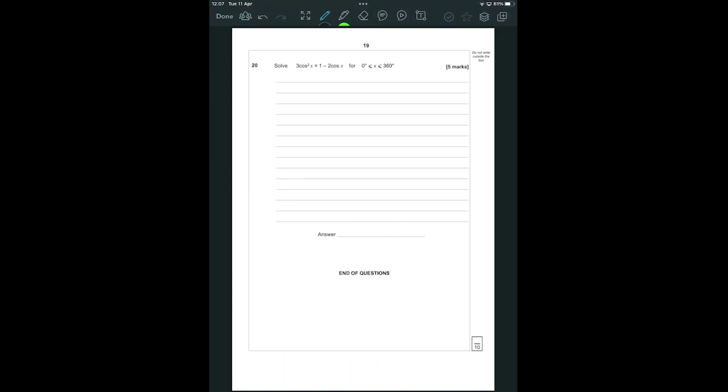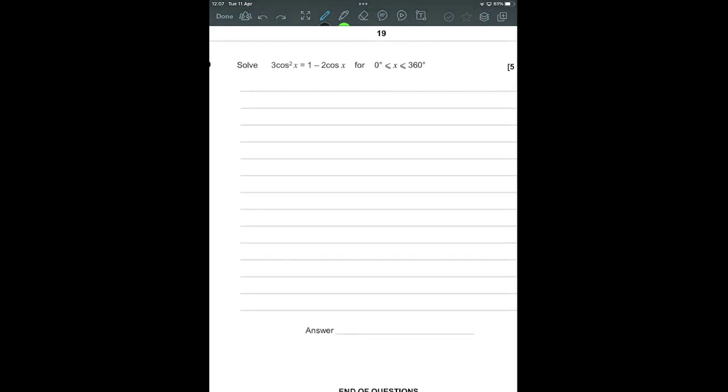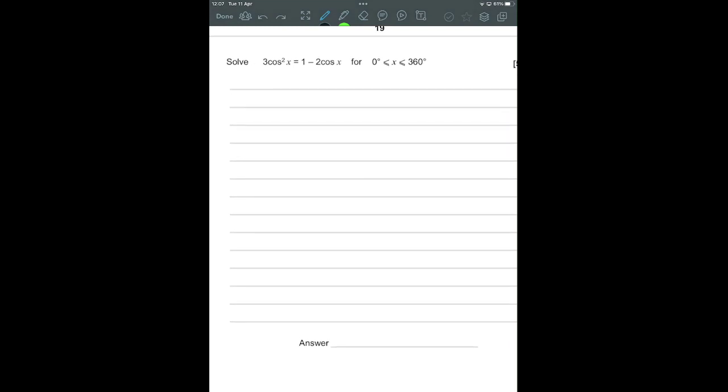Question 20, and our final question. Solve this. Well, this is quite a nice question, I like this one. We have a quadratic equation, but the quadratic is in terms of cos. So again, like quadratics, I'm going to rearrange everything onto the same side. And now this is what we call a hidden quadratic in cos.